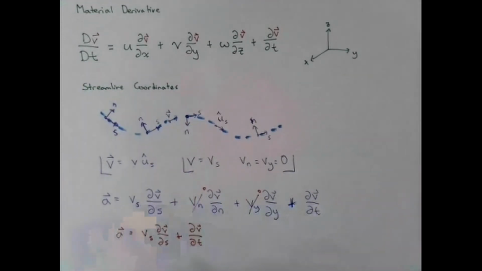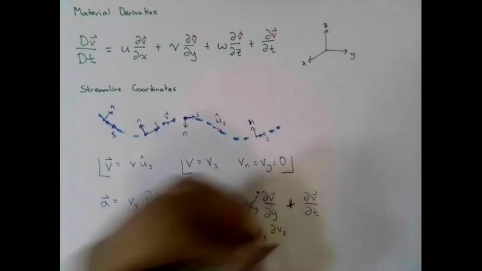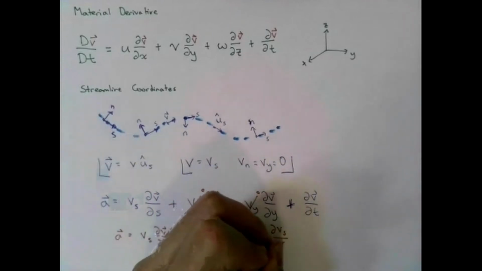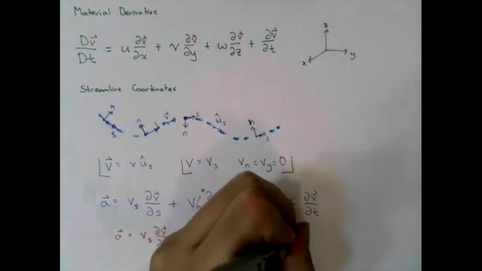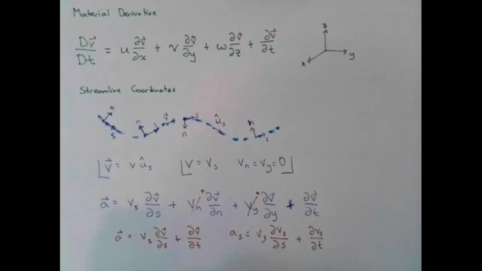Because now, when we look at our acceleration vector, we see that there is really no velocity component in the y direction. There is no velocity component in the n direction. So I can break down my acceleration vector into the s, n, and y components as follows. So the s component is simply Vs times partial of the velocity in the streamline direction with respect to s, plus my partial derivative of velocity in the streamwise direction with respect to t. I can repeat the same process for an and ay, but I'm not going to do this here.